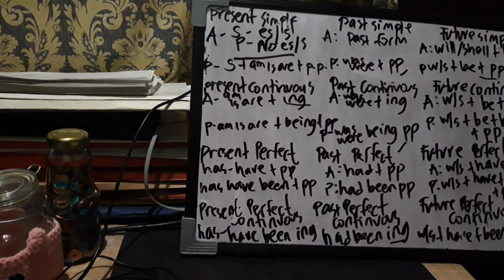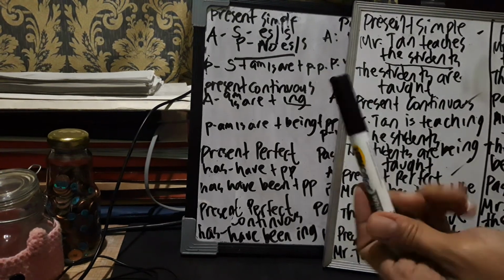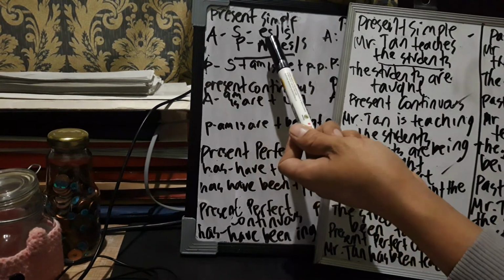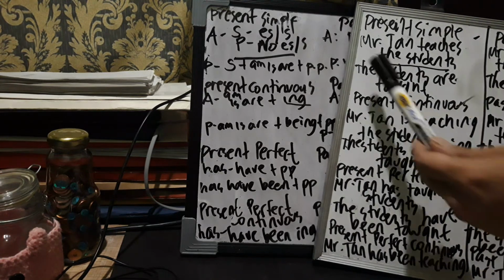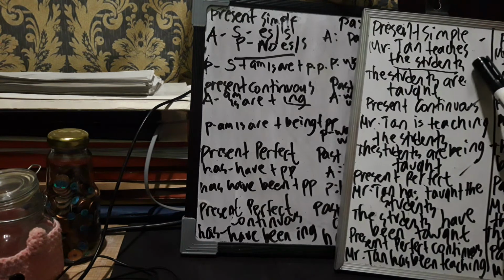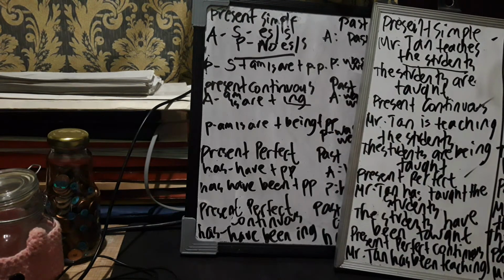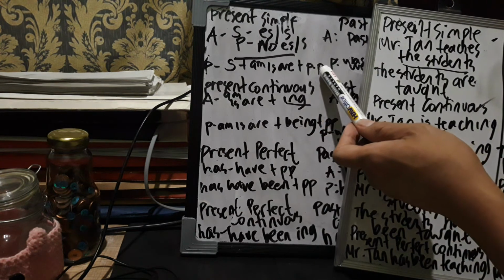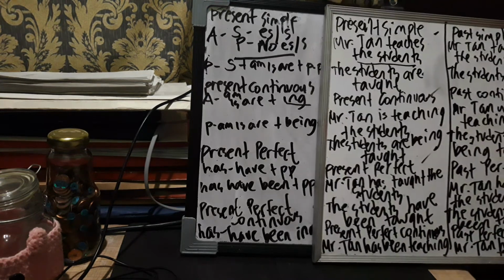If you notice guys here, look at this. For the present simple active, if we use a singular subject, we use S or ES in the verb, so I put here teaches. So Mr. Tan teaches the students. Okay, I want to change this one into passive. So again, the object will become the subject, so the students. So am, is, or are? Is my subject singular or plural? It's plural, so I chose are. Then the past participle of teaches is taught. So the students are taught. So it's like that, guys.